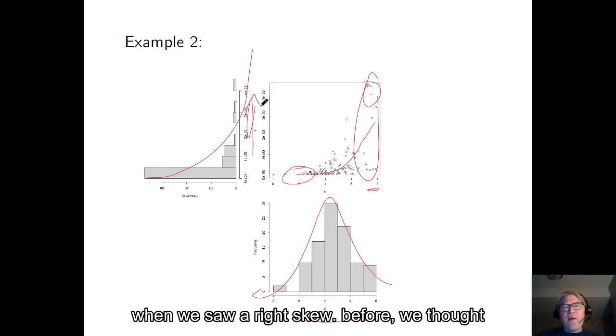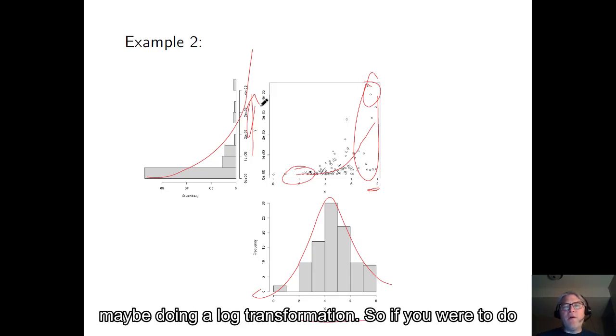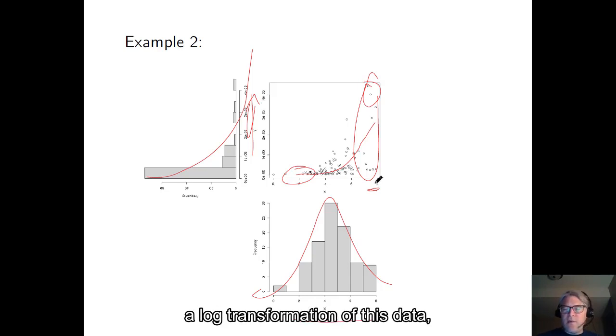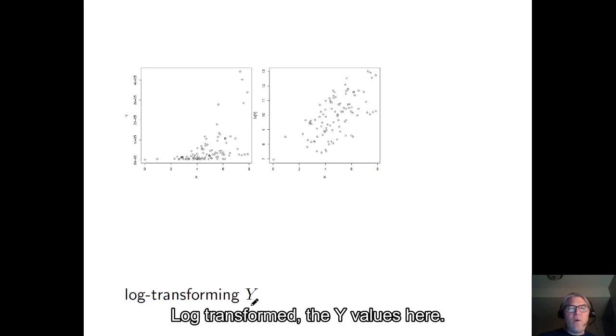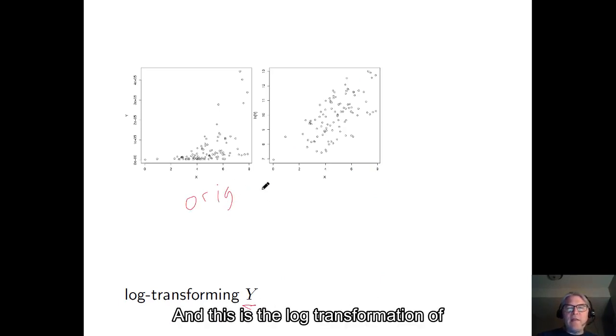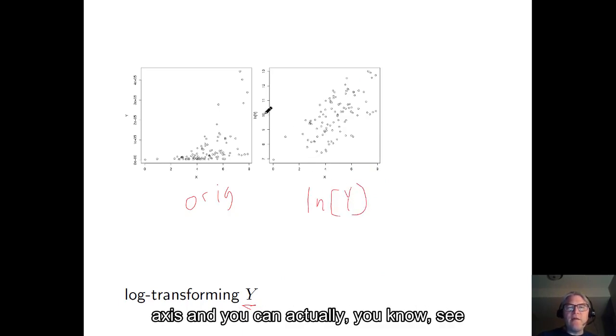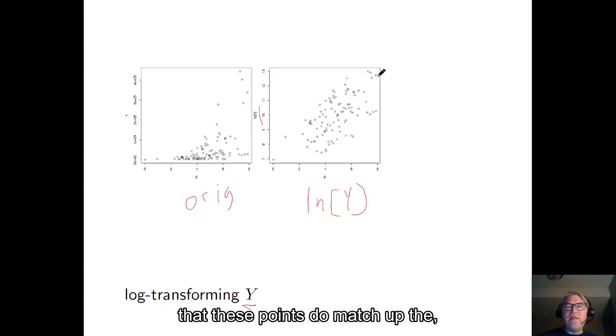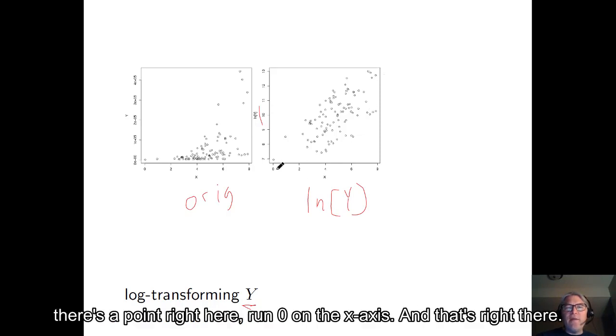When we saw right skew before, we thought, well, maybe do a log transformation. So if you were to do a log transformation of this data, log transform the y values here. This is the original, and this is the log transformation of y. That's what it says here on this axis. And you can actually see that these points do match up. There's a point right here around 0 on the x-axis, and that's right there.